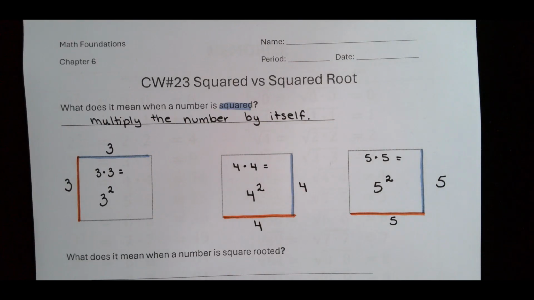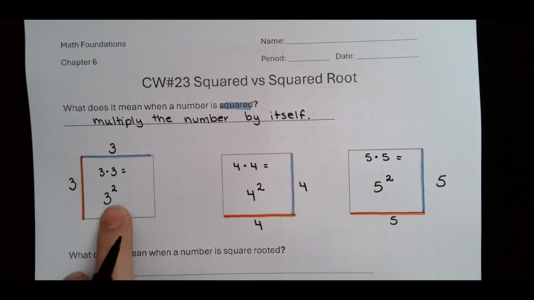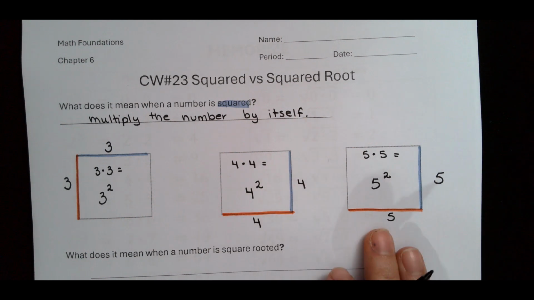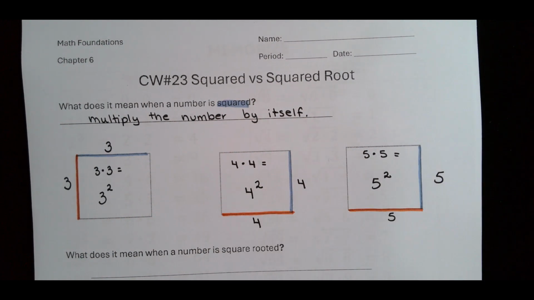So what does it mean when a number is squared? It means that we multiply the number by itself. 3 times 3, 3 squared. 4 times 4, 4 squared. 5 times 5, 5 squared.